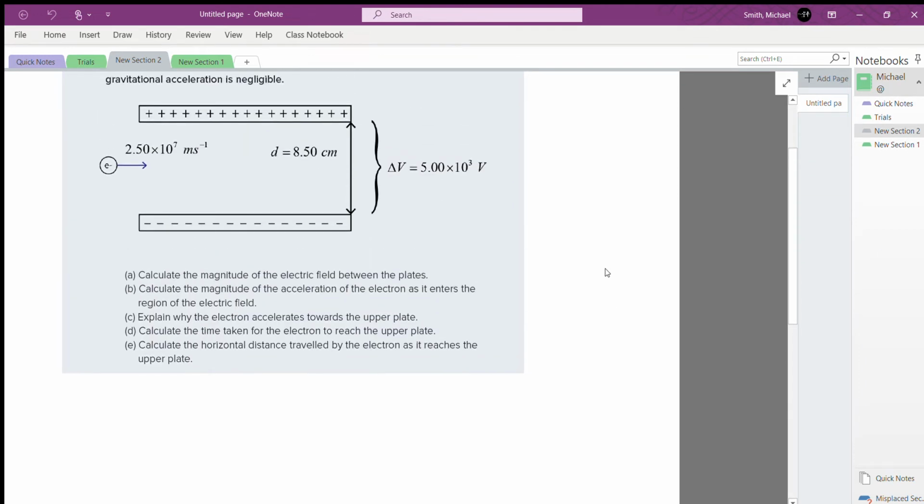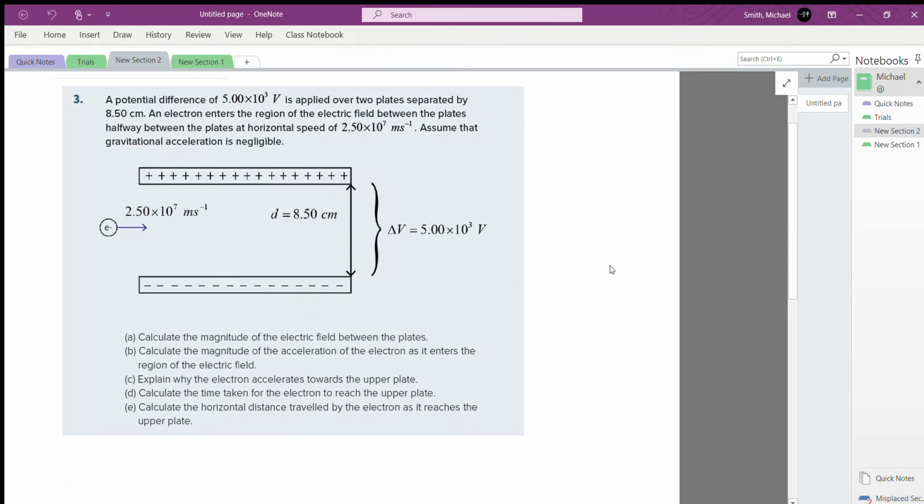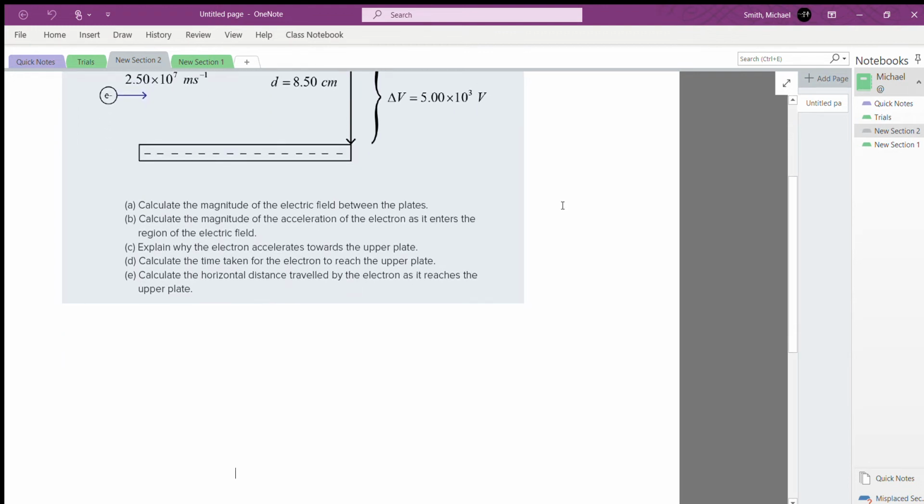This is question 3 from the SACE Stage 2 Physics Course Companion from Subtopic 2.2. A potential difference of 5 times 10 to the power of 3 volts is applied over two plates which are separated by 8.5 centimeters. An electron enters midway between the plates at a speed of 2.5 times 10 to the power of 7 meters per second. What we are trying to do first is calculate the magnitude of electric field between the plates.